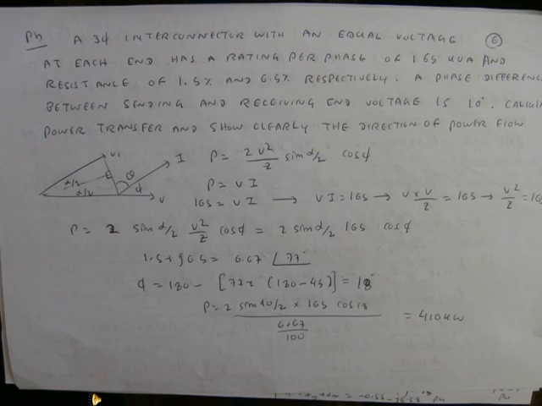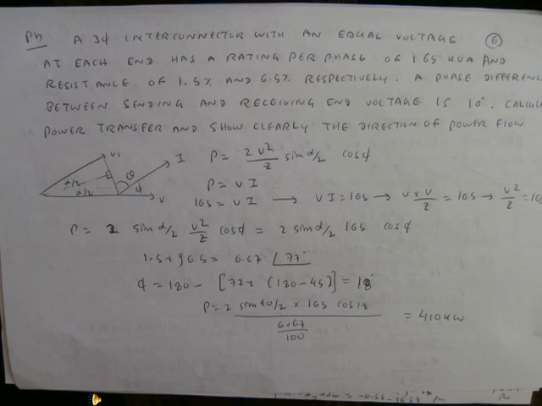So this is the three-phase interconnector. They have equal voltage; each end has an equal voltage. The rating per phase is 165 kilovolt-amperes, and the resistance and reactance are 1.5% and 6.5% respectively. The phase difference between the sending and receiving voltage is 10 degrees. We have to calculate the power transfer and the direction of power flow. In the diagram we can draw V1 and V2, with the angle between V1 and V2 being alpha, and the current I with angles theta and phi.